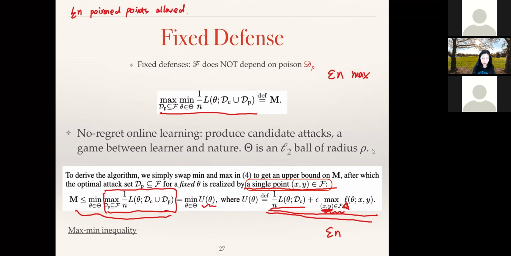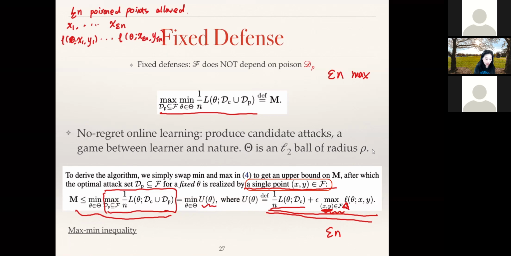Okay, this is what's allowed. Now I'm going to call them x1, just for abuse of notation. I'm going to call them x1 through x epsilon n. Correspondingly, each of them would induce a loss.